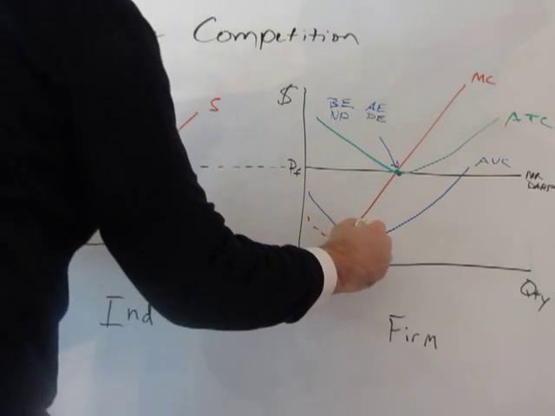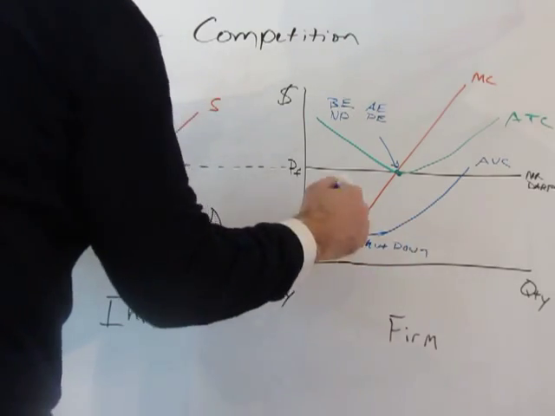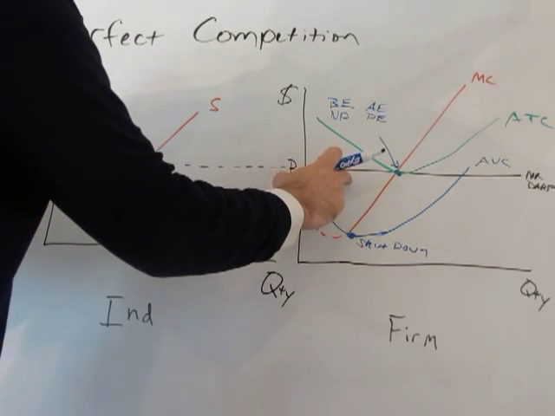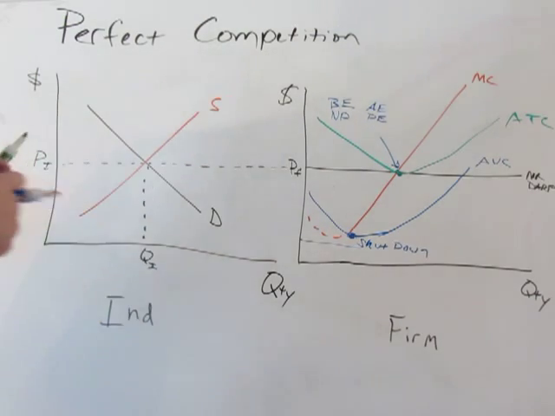The one other point you need to know on this graph is our shutdown point. And that is where, if our marginal revenue curve was to be down here below minimum AVC, or where marginal cost intersects the AVC curve, the average variable cost curve, then we would shut our firm down.